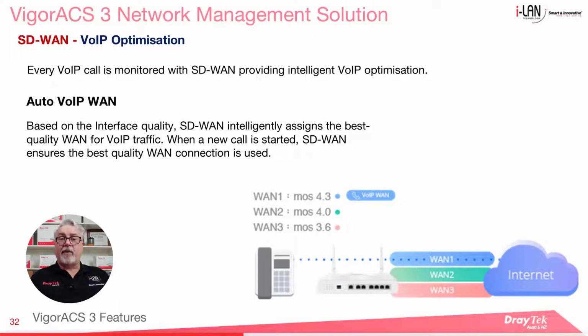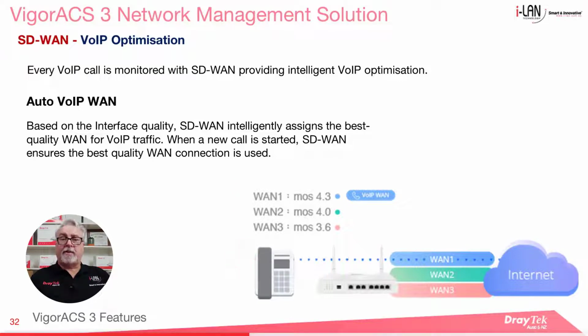SD-WAN also provides VoIP optimization. Here every VoIP call is monitored and assigned to the best quality WAN interface. The MOS, mean opinion score, is used to work out which WAN interface to use. So in the diagram shown here, WAN 1 has a MOS of 4.3, which is higher than the other WAN interfaces, so it is selected for the VoIP call.